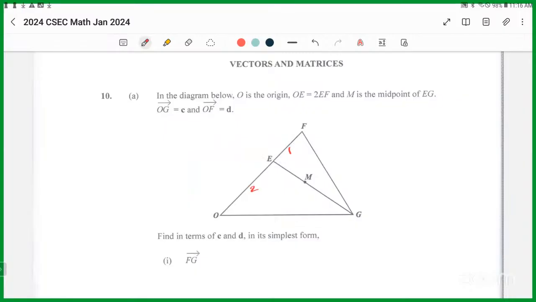Now if it is 2 parts to 1, the total length of the line is 3 parts. It means that this is 2/3 of the entire line. So this is 2/3 of the entire line, and this is 1/3 of the entire line. So I want to establish that. And therefore, if the entire vector up here is D, then the vector from O to E is 2/3 of the D. And the vector from E to F is 1/3 of that D, for a total of D. 2/3 plus 1/3 is a whole.